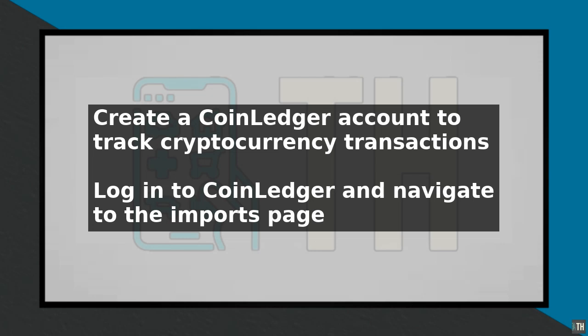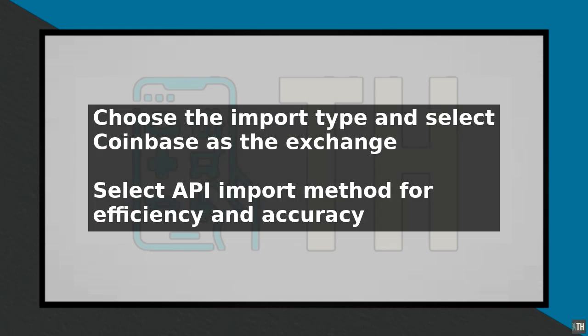Next, log into your CoinLedger account and navigate to the Imports page. On this page, you will see a list of supported exchanges, including Coinbase. Click on the Coinbase option to begin the import process. You will be asked to choose the type of import you want to perform. You can either import your transaction history via API or by uploading a CSV file. The API import method is recommended as it is more efficient and accurate.